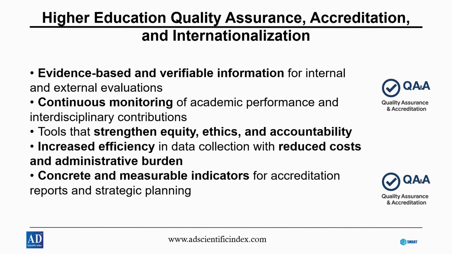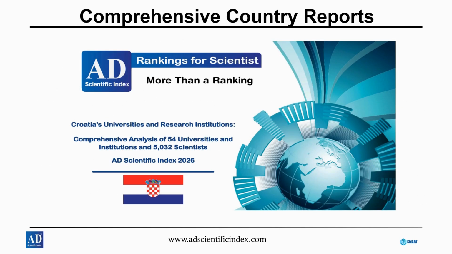A system that strengthens equity, ethics, and accountability across departments. One that reduces administrative workload while lowering costs, yet delivers higher quality data. This is exactly what the SMART Quality Assurance and Accreditation module provides. With concrete and measurable indicators, institutions can prepare accreditation reports effortlessly, monitor improvement year-round, and ensure every decision is supported by reliable analytics. SMART transforms quality assurance from a burdensome requirement into a strategic advantage for internationalization and long-term excellence.